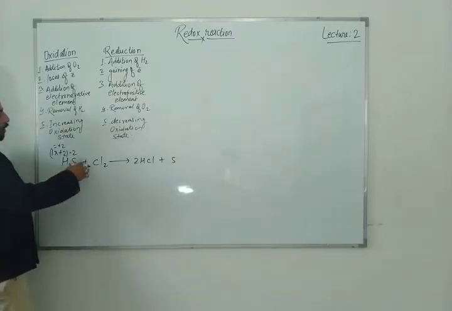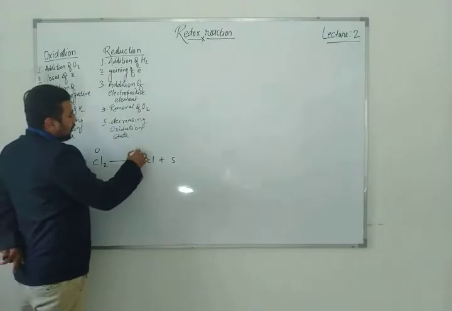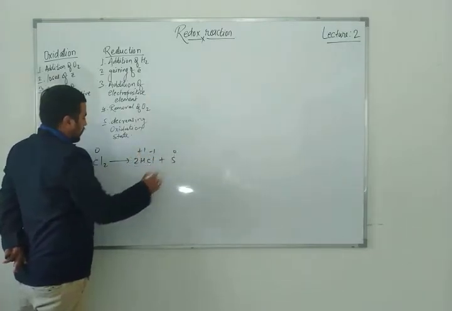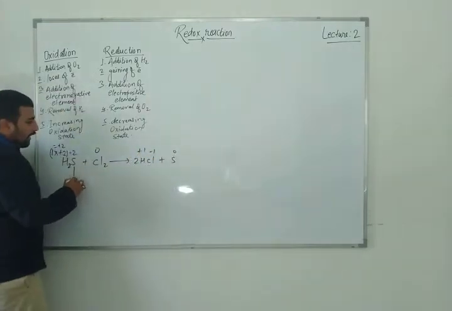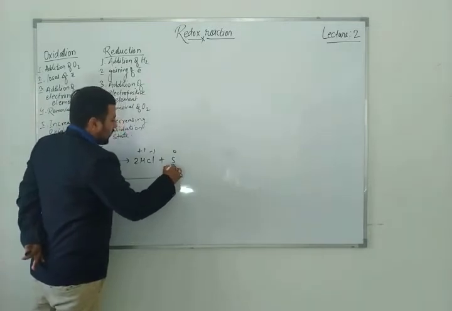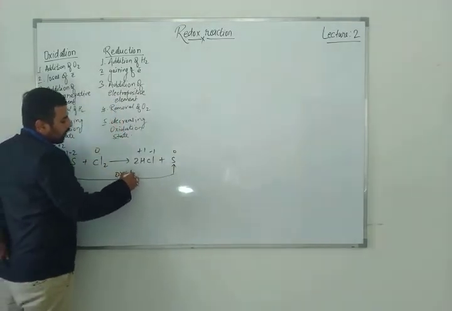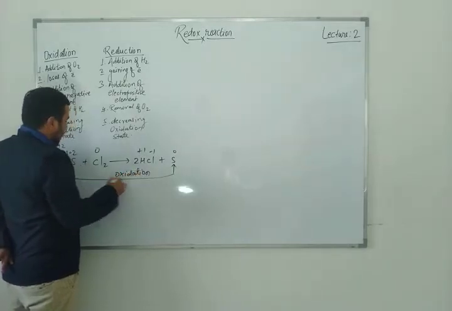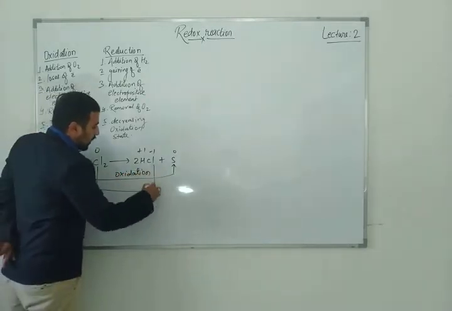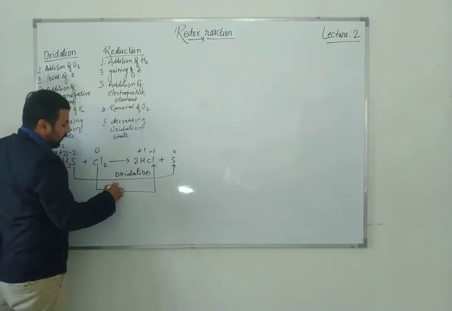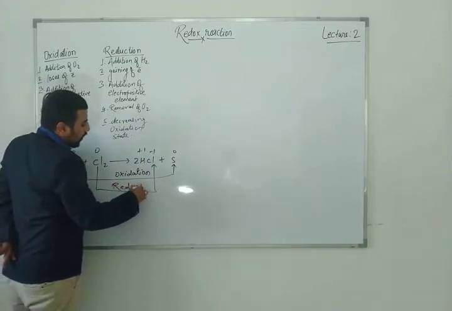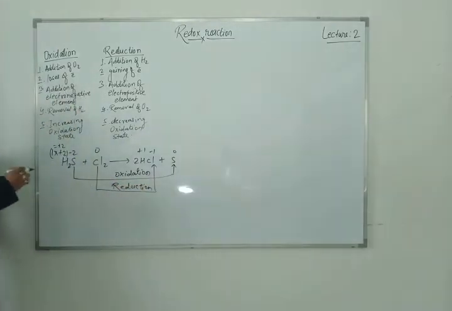Here chlorine is 0. In the products, hydrogen is +1, chlorine is -1, and sulfur is 0. So you can see -2 to 0 is oxidation, and 0 to -1 is reduction. Both phenomena are there in this reaction, so yes, this reaction is a redox reaction.